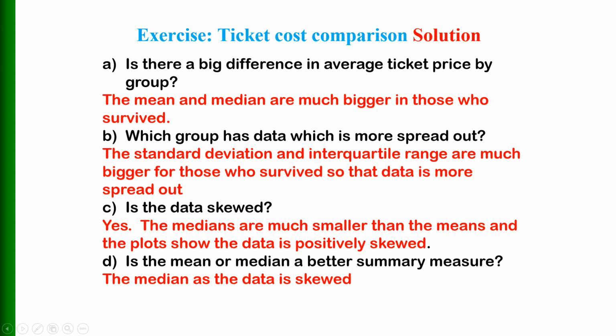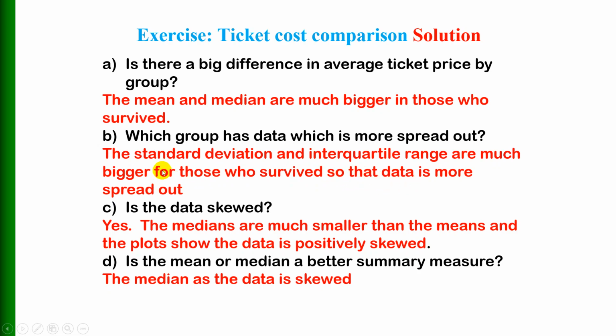Ticket cost comparison solution. For the second question, is there a big difference in average ticket price by group? The mean and median are much bigger in those who survived. Which group has data which is more spread out? The standard deviation and interquartile range are much bigger for those who survived. So that data is more spread out.